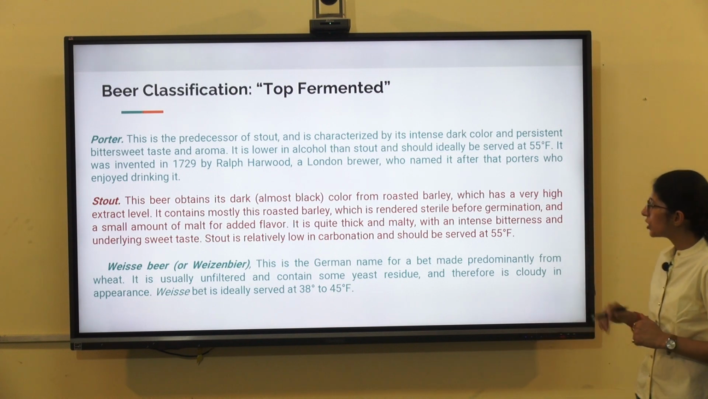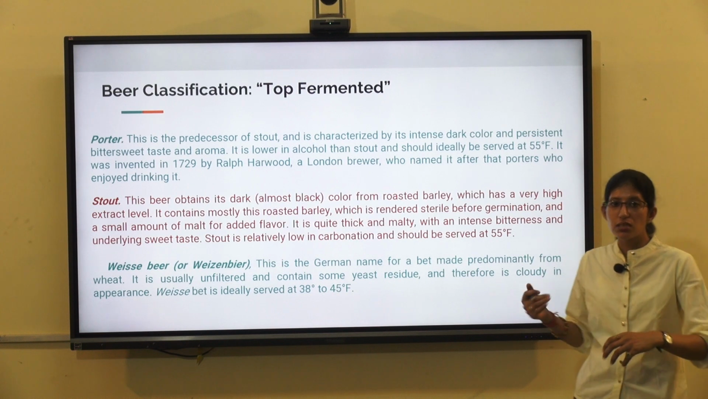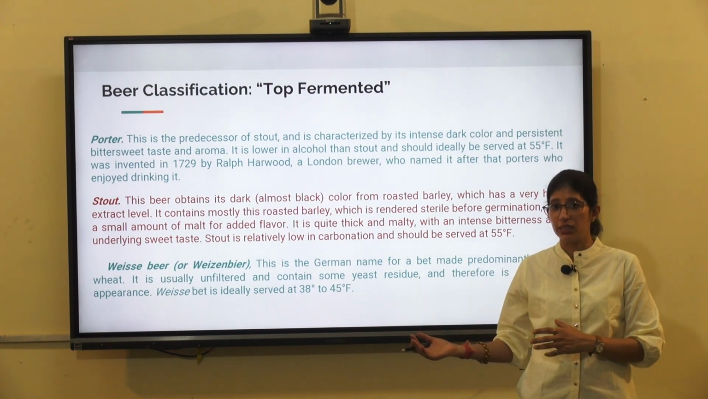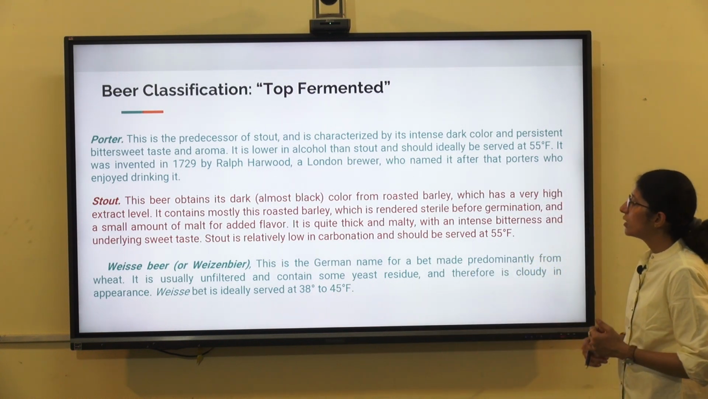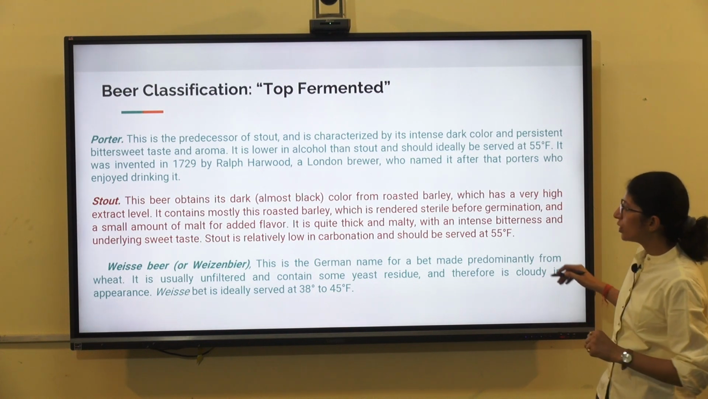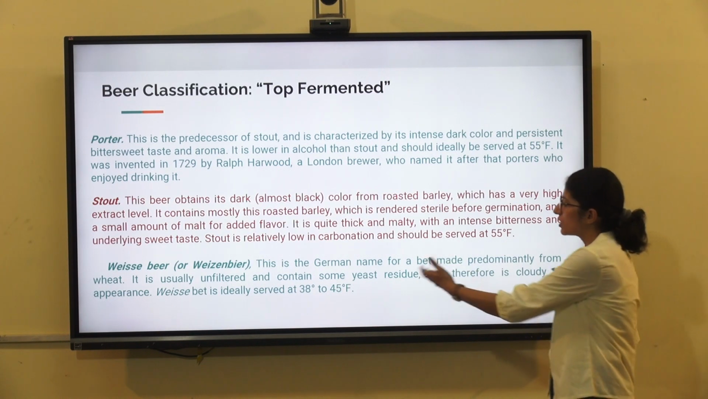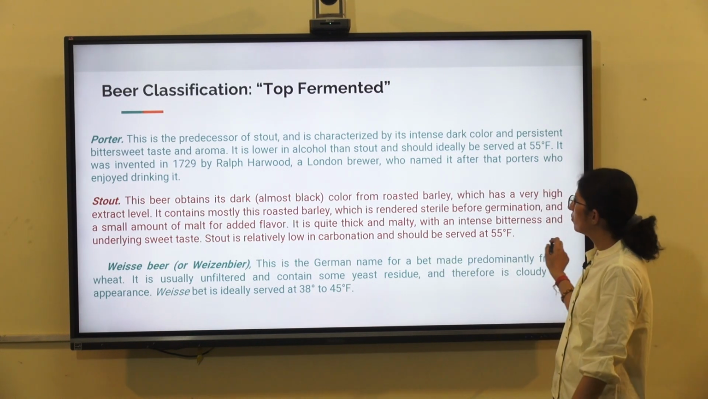Wheat beer. This is the German beer which is brewed predominantly from wheat. This is not from the barley. This is from the wheat. This is the basic source, and it is usually unfiltered and contains some yeast cell residue, and therefore it has a cloudy appearance in the final serve. It is served at 38 to 45 degrees Fahrenheit.